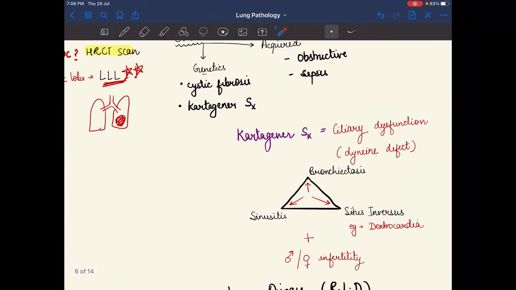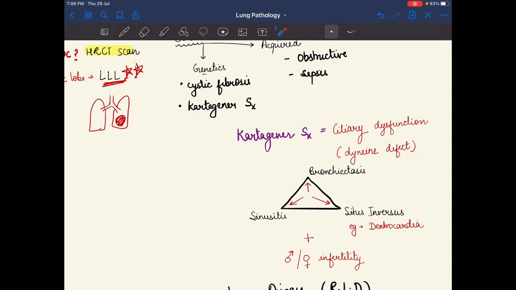For Kartagener syndrome we have one triad. First, what is Kartagener syndrome? It is a ciliary dysfunction. There is dysfunction of the cilia. Why is there ciliary dysfunction? Due to the dynein defect. So in Kartagener syndrome there is a dynein defect.